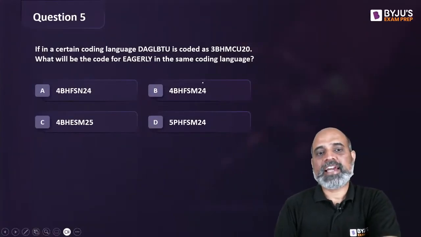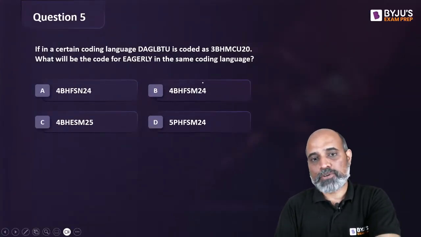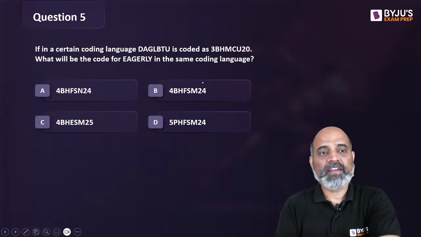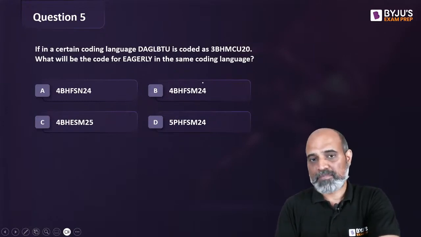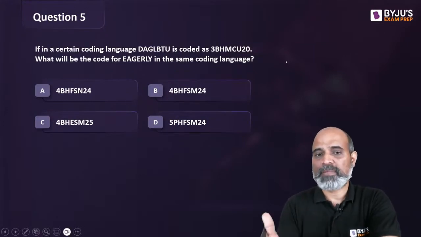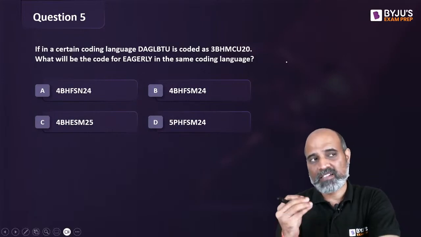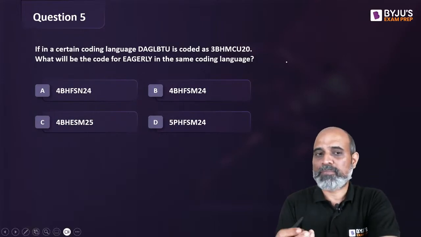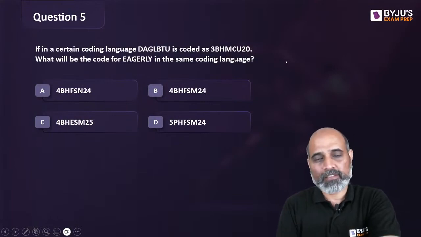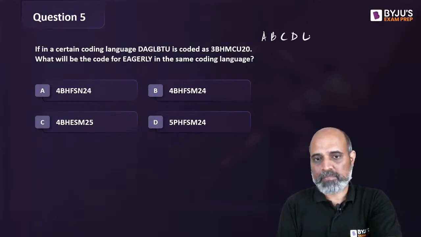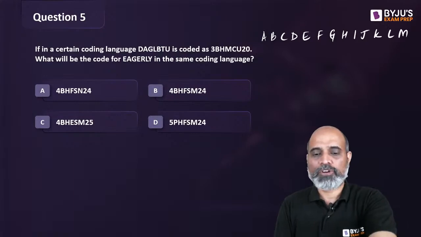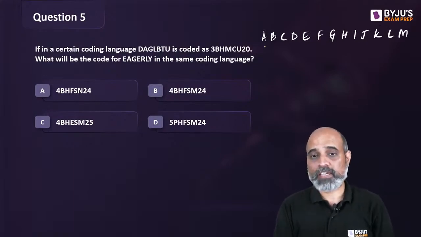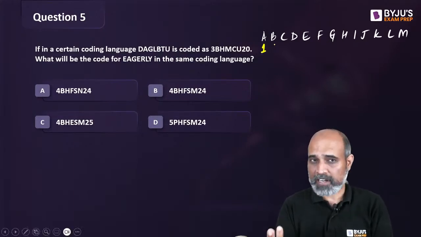In a certain coding language, DALGBTU is encoded as 3BHMMCU20. What will be the code for eagerly in the same coding language? You can see that some of them are written as numbers. Some of them are written as letter to letter. So, अपन ये complete लिख लेते हैं. A, B, C, D, E, F, G, H, I, J, K, L, M. And I'm going to write down their positions also. Okay? कुछ पोजीशंस आपको लिखने, सारे नहीं लिखने होते हैं.